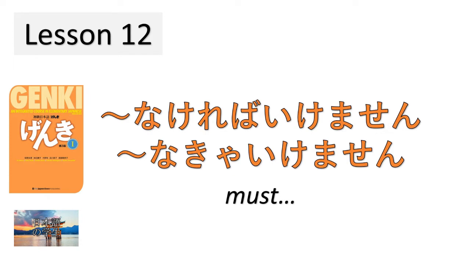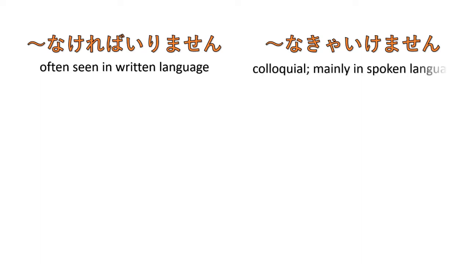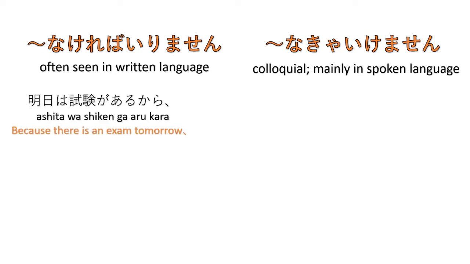Today's lesson we will learn how to say must in Japanese. Now to say must in Japanese, we use the predicate nakereba ikemasen, often seen in written language, and it's the same with nakyaikemasen, although it's more colloquial and mainly used in spoken language. Okay? So nakereba ikemasen and nakyaikemasen.